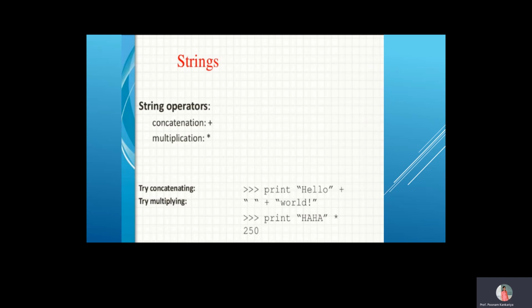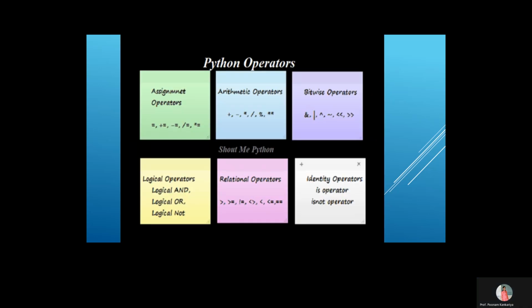Suppose we have to print any multiplication value. At that time we use the string multiplication. So this is all about the string in the Python programming language. Now we see Python operators.